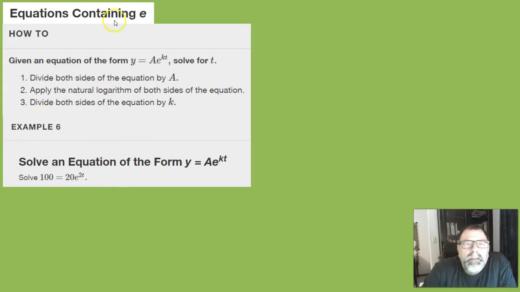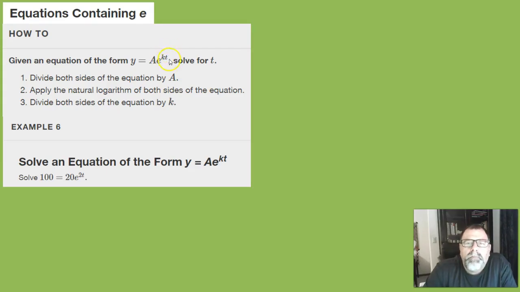Okay, equations containing e. So the technique is, given an equation in the form y equals a times e to the kt, solve for t. So divide both sides of the equation by a. So our idea is we want to get e to a power by itself on one side, and then you can apply the natural logarithm to both sides. And then what that does is, remember, the natural log and e to a power are inverses, so that's going to cancel out and you'll get that power by itself.